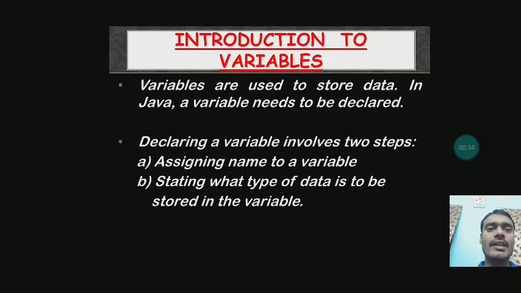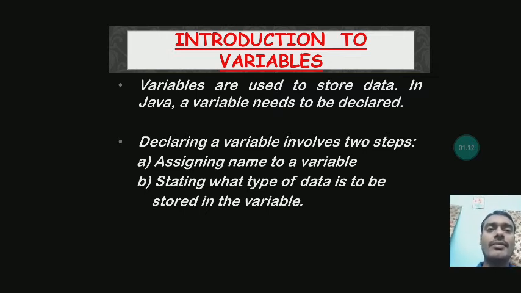This is an introduction to variables. Variables are used to store data. In Java, a variable needs to be declared. Anything which we want to store in the Java programming language can be stored with the help of a variable. Suppose we take variables x, y, z. So why is its name variable? Because it can vary. It can store different values, and the values of the variable can vary from time to time.